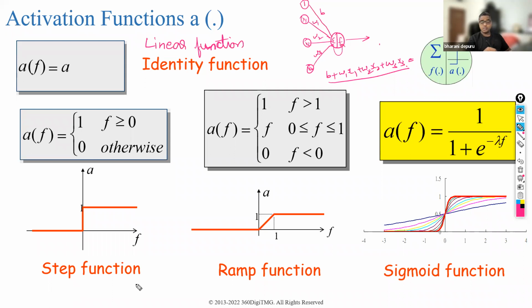Then you have something called a step function. We have already discussed the step function and what it does. So if you get the integration component, that is this component, and if you get a value which is greater than or equal to 0, the output will be 1. If you get a value which is less than 0, the output will be 0.